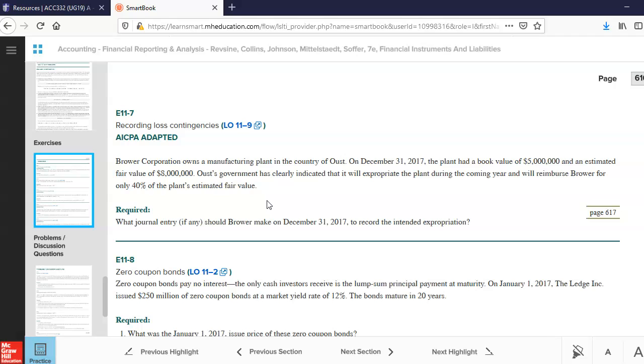So GAAP is very clear that when you are aware of a loss, you book it. You don't wait for that loss to happen. So even though they're saying in the coming year, we book it today, on December 31 of 17. That's really the key with anything involving a loss. You're quick to record a loss. I know this loss is coming, I better book it right away. So I book that loss now to anticipate this.